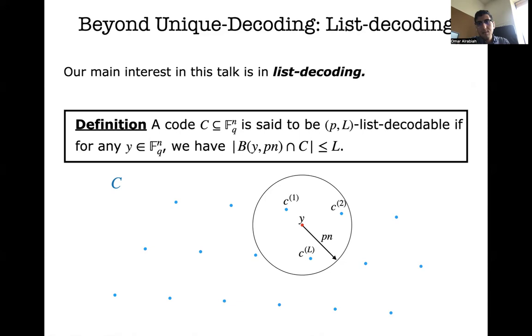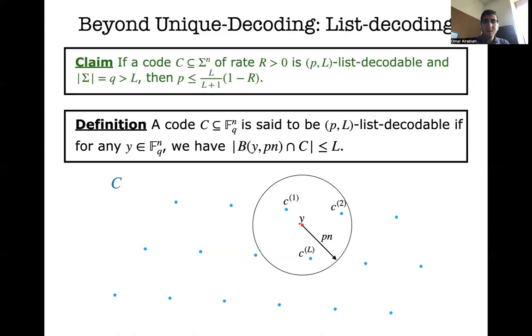Now, here we're going to think about L as being a fixed constant, let's say 1, 2, and 3. And in that case, we're wondering how big can p be if we fix L. Now, it follows from a simple pigeonhole argument that for a fixed L, the largest that p can be is L divided by L plus 1 times 1 minus R. Now here, R is the rate of the code, which is simply the message length divided by the codeword length. In other words, it's k divided by n.